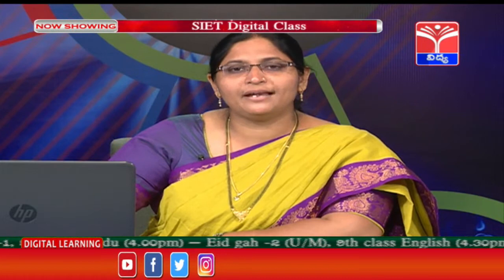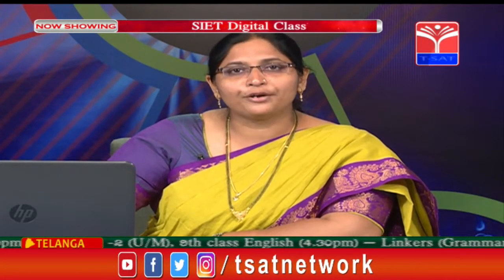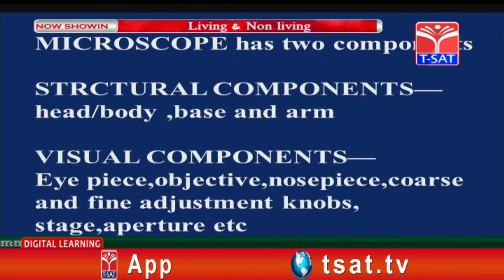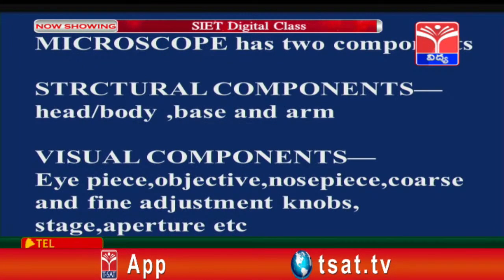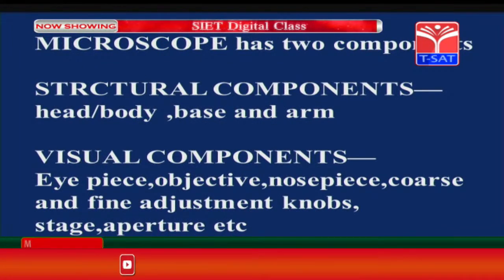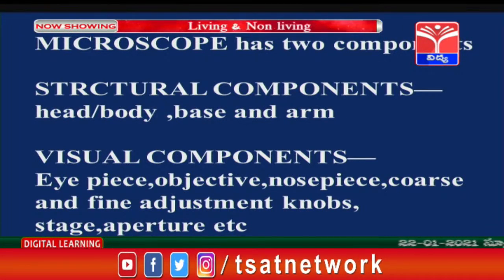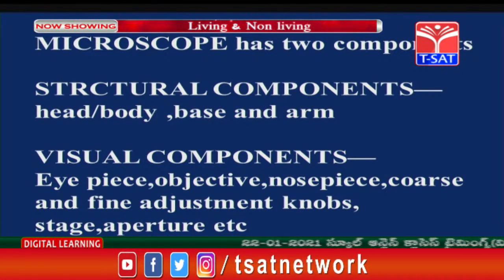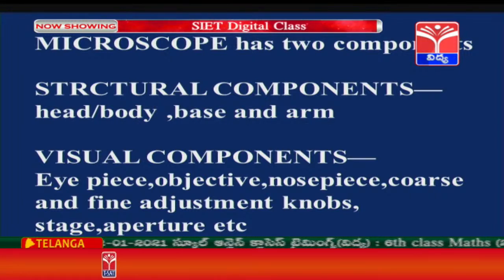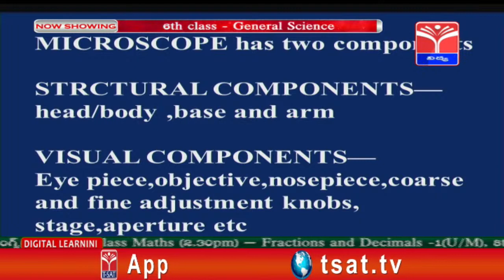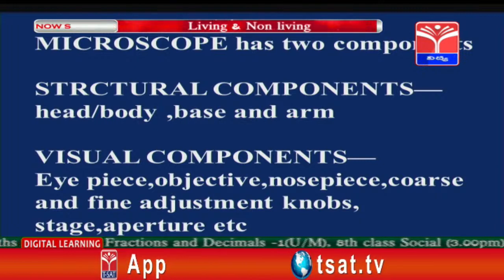Is it clear children? So, there are different types of microscopes: simple microscope, compound microscope, electron microscope, etc. So, here see children, the microscope has two components. What are those components? Structural components and visual components. Structural components are head or body, base and arm. Visual components are eyepiece, objective, nose piece, coarse and fine adjustment knobs, stage, aperture, etc.